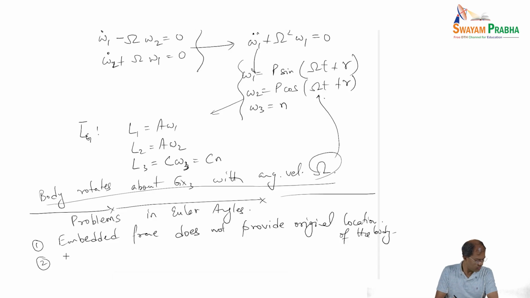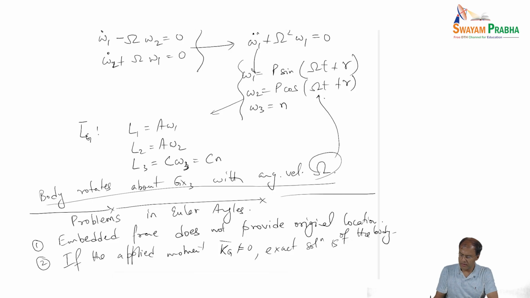And if the applied moment K_G is not 0, then the exact solution is difficult. So if there are torques present, then it is harder to solve these Euler angle equations. So here is one problem that we would like to discuss.